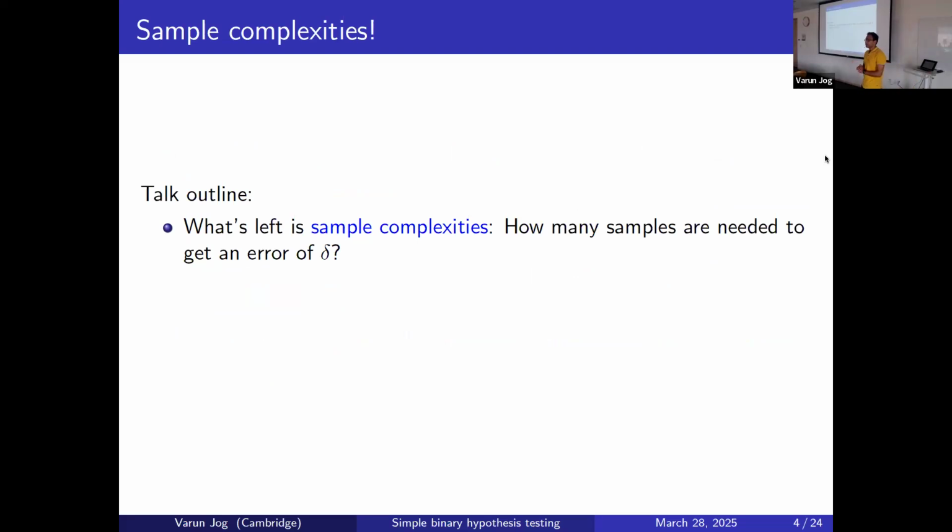Okay, so you know everything about the problem. You know P, you know Q, you know alpha, and you have some specified delta, and you are just asking what n do I need to get an error of delta?